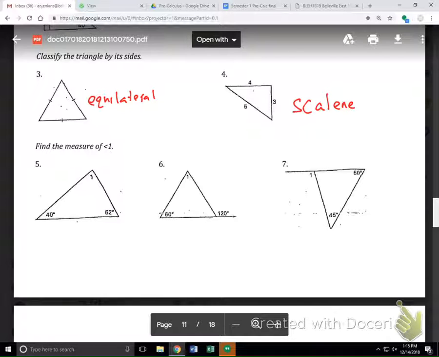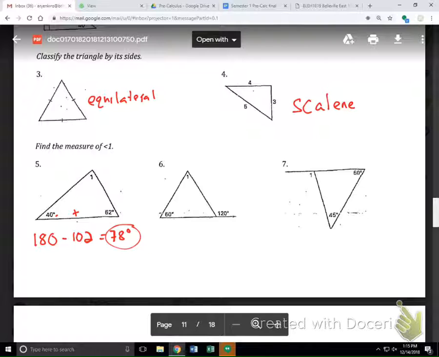Okay, so our next one, we want to find the missing angle measure. So the sum of the interior angles of a triangle adds up to 180. So I take 180 and subtract what? 102. Minus 102. And how he got that was 40 plus 62, so that's 102. I'll erase it so it looks a little cleaner. So that gives me 78.